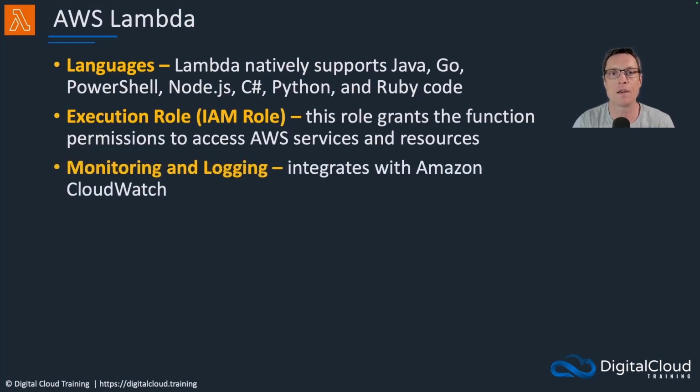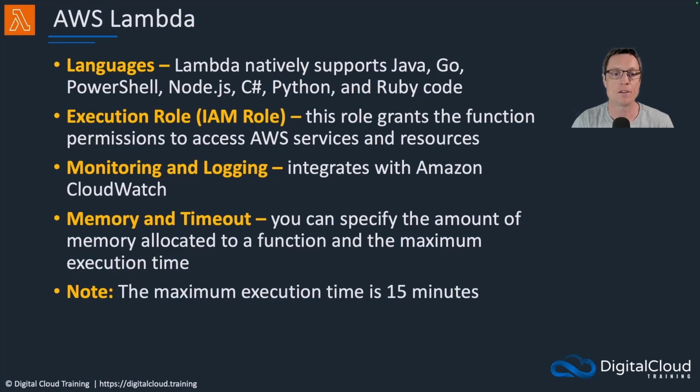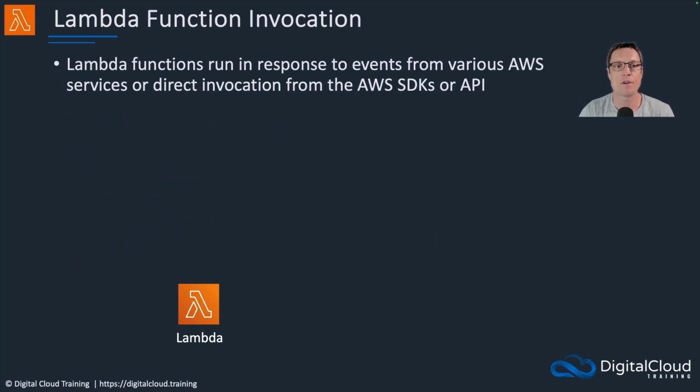For monitoring and logging, AWS Lambda will integrate with CloudWatch, so you can see performance metrics as well as logs. For memory and timeout, you can specify the amount of memory allocated to a function, and of course that dictates the price, as I mentioned before, and the maximum execution time. The maximum execution time is 15 minutes for a function. So you might have your code only running just for a few seconds, or you can run it right up to 15 minutes.